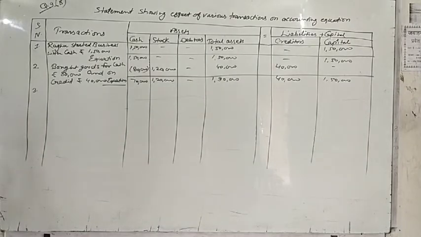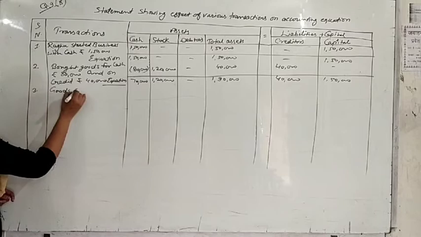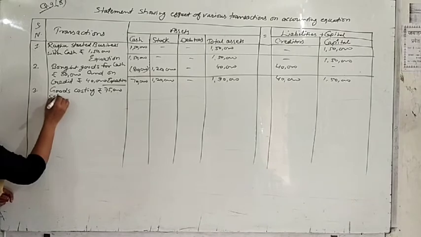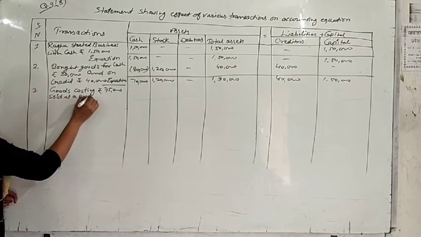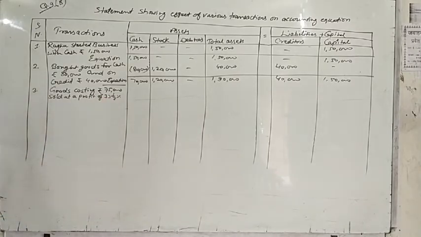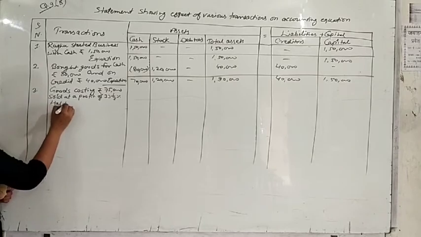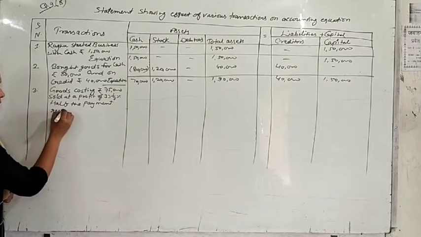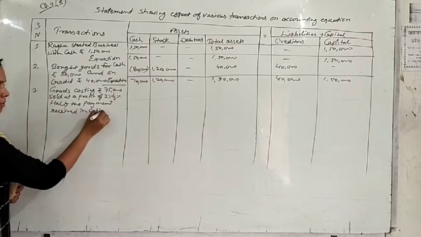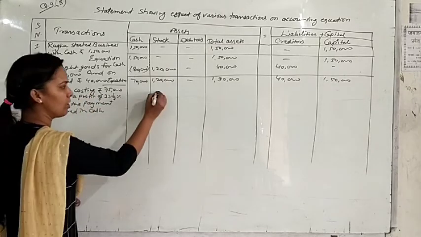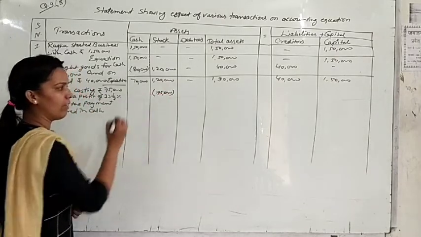Goods costing rupees 75,000, sold at a profit of 33 1/3% and half the payment received in cash. This is the sale. So first of all check what is the costing of goods sold. 75,000, so your stock will reduce by 75,000.